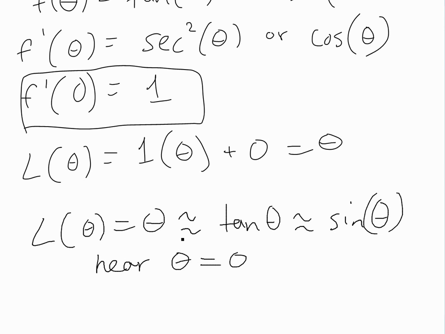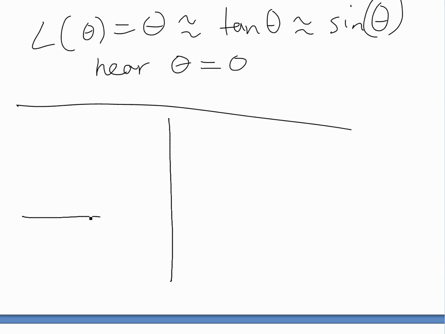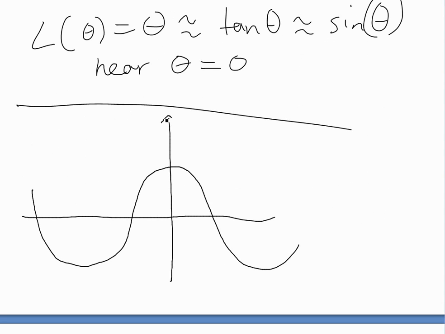I'll show you with the Excel sheet after. But now let's look at cosine. For a cosine curve, it's a bit different. It's going to be something like this. Let's call this y, this is x, this is theta. So this is the linear approximation at theta. Let's just write this out. This is cos theta.